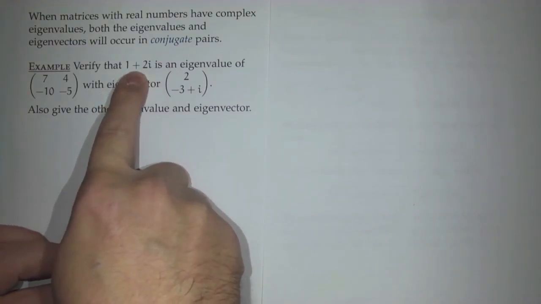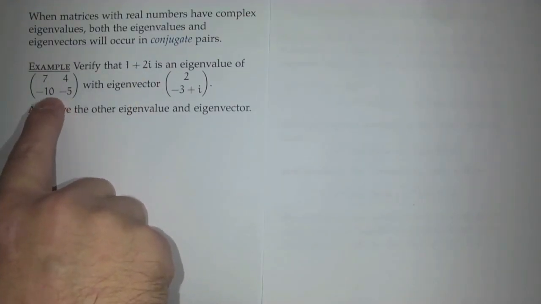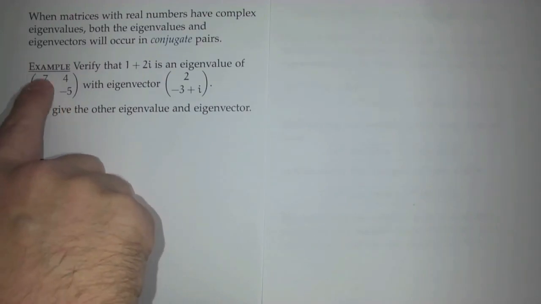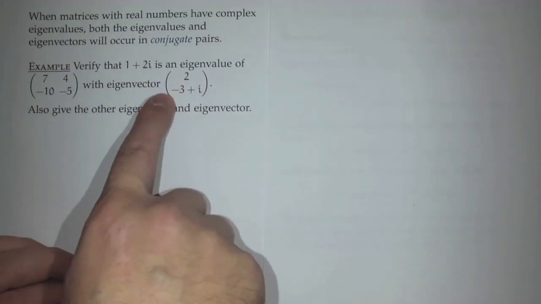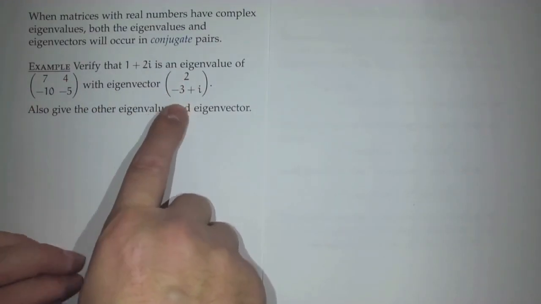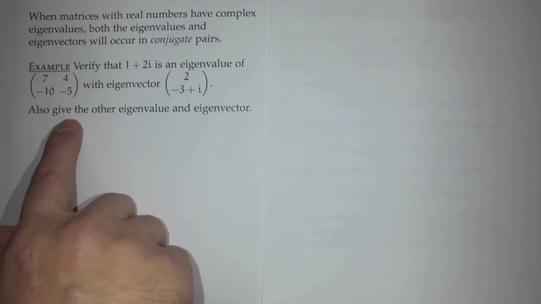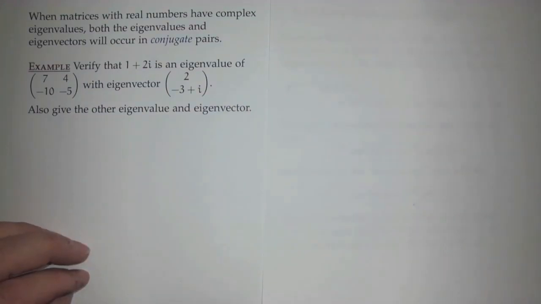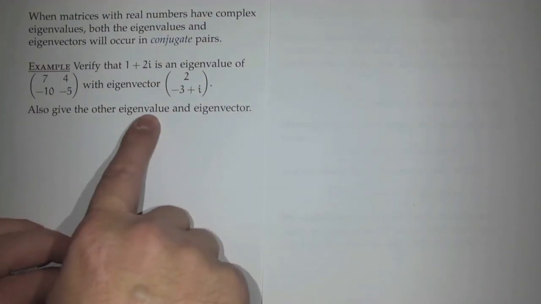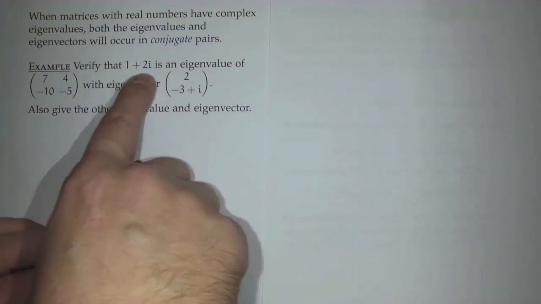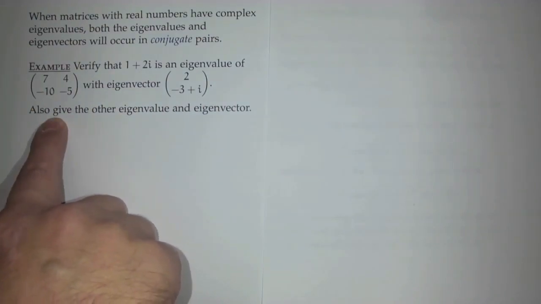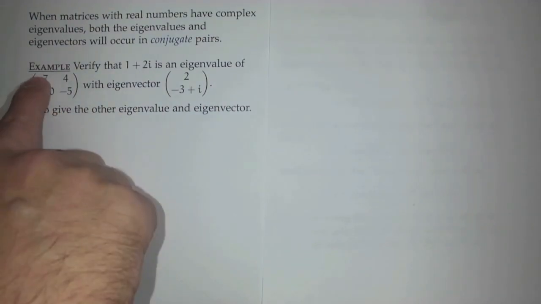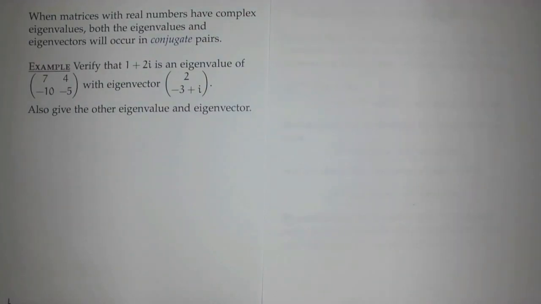Verify that 1 plus 2i is an eigenvalue of this matrix, [7, 4; -10, -5], with an eigenvector of (2, -3 + i). That's the first part. Second part, also give the other eigenvalue and eigenvector. Now you might say, the other one? Well, we're saying this is 1. How many eigenvalues should this matrix have? 2. How do we know it should have 2 eigenvalues? It's 2 by 2. So the size gives you the number of eigenvalues.